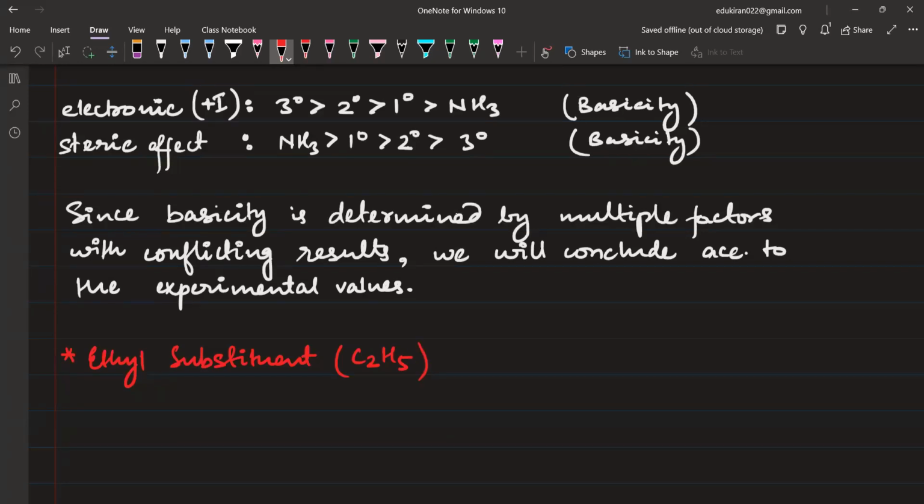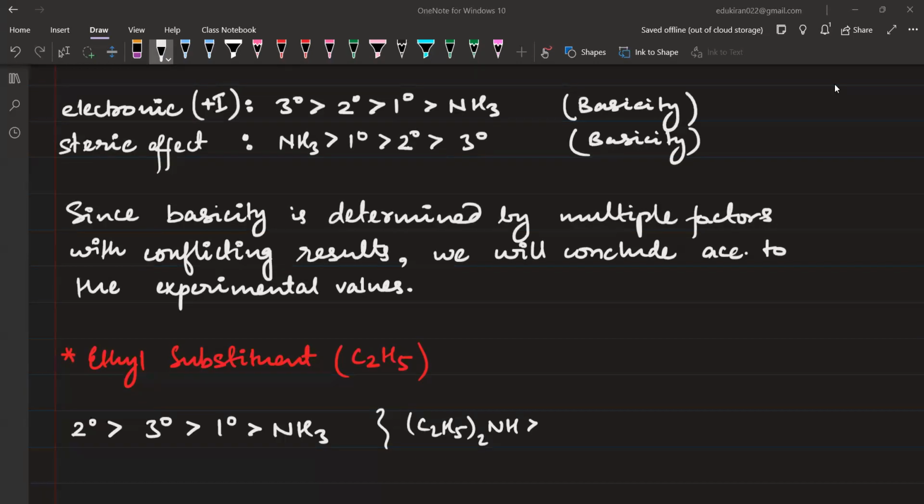When you have C2H5, in that case, 2 degree will be highest, followed by 3 degree, followed by 1 degree, and then ammonia will be the least. This is the experimental data. ये experiment से आया, ठीक है? That means if I look at the exact compounds, (C2H5)2NH is going to have the most basic character, followed by (C2H5)3N, followed by C2H5NH2, and then followed by NH3.